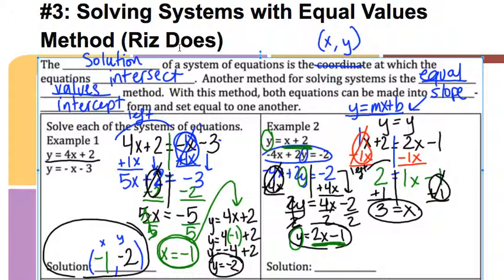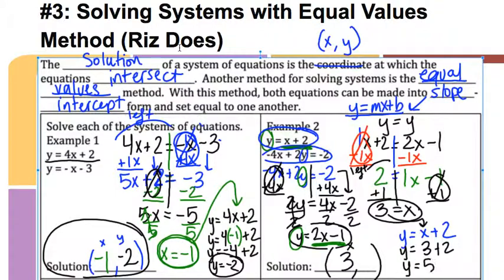Again, I just figured out half of my answer. 3, comma, something. Again, how do I figure out that next y value? I can use either of these equations. I like this one up here. So y equals x plus 2. But instead of this x, I can put in positive 3. So that's y equals positive 3 plus 2. So y equals 5. And 3 comma 5 is my final answer.